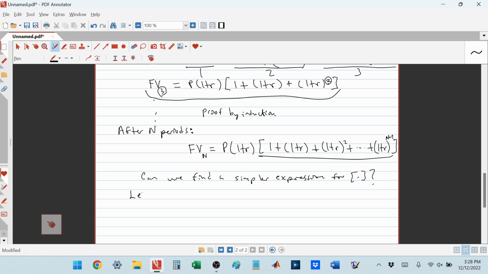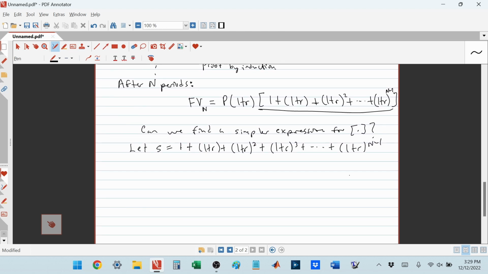So let S be what's inside the brackets. Let S be the 1 plus (1 + r) plus (1 + r) squared plus (1 + r) to the third plus ... plus (1 + r) to the power of n minus 1. And let's do this to S. So in mathematics, S is a geometric sum.